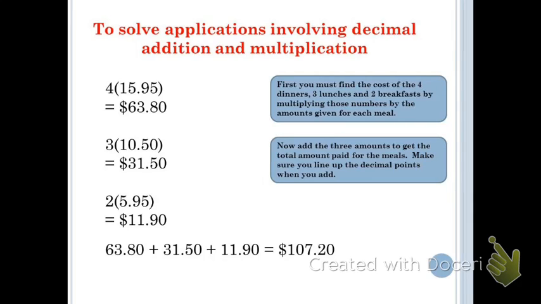Notice she had 4 dinners, so we multiplied 4 times $15.95, so her dinners came to $63.80. She had 3 lunches at $10.50 each, so that's $10.50 times 3, which gives you $31.50. And then she had 2 breakfasts, and each breakfast was $5.95. So $5.95 times 2 is $11.90. So we have $63.80 plus $31.50 plus $11.90 for a total of $107.20.